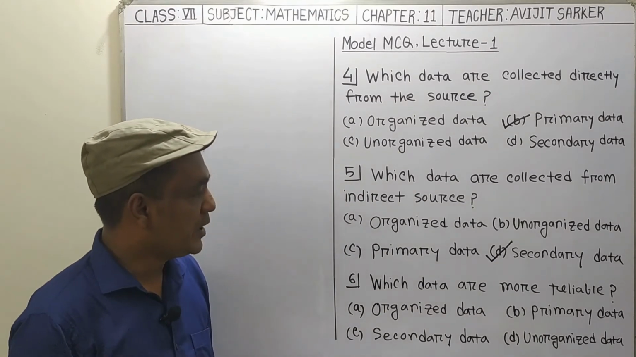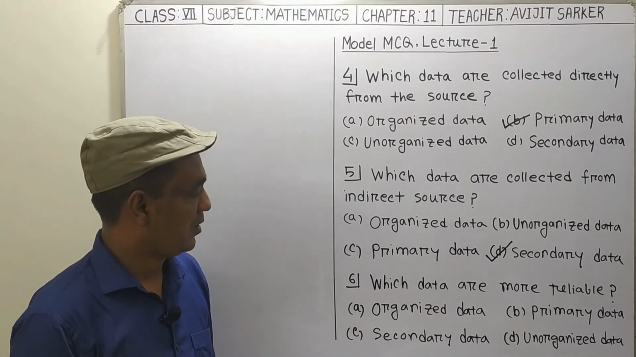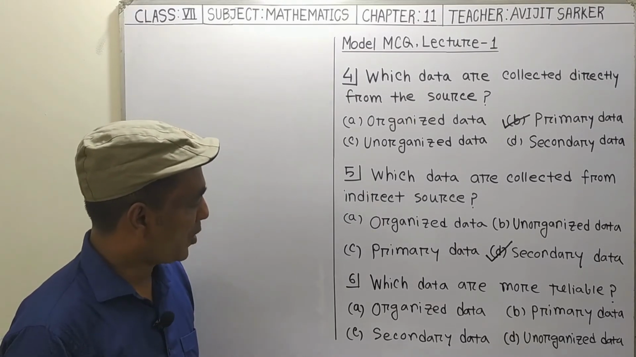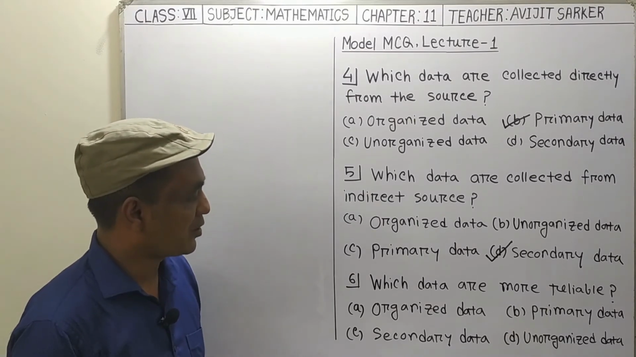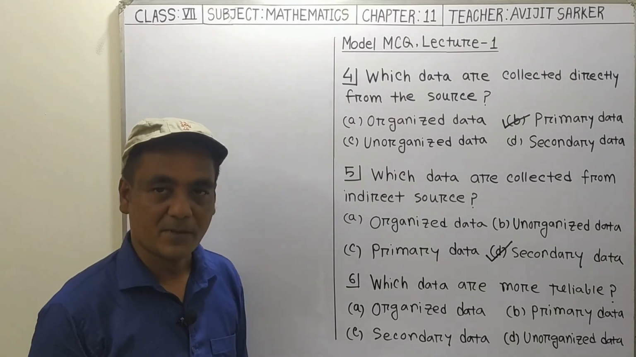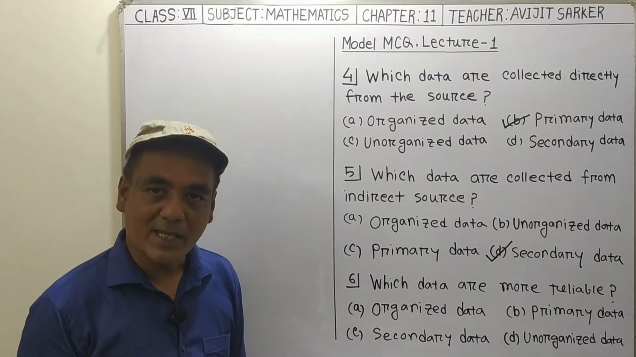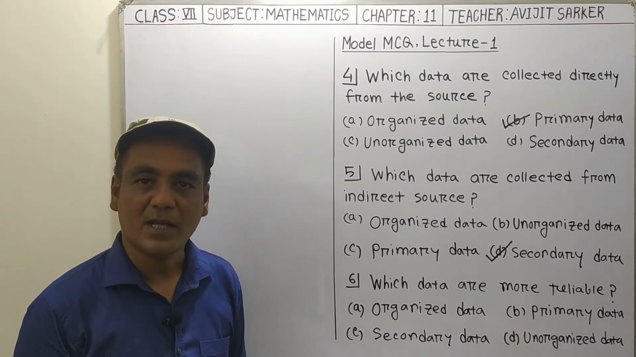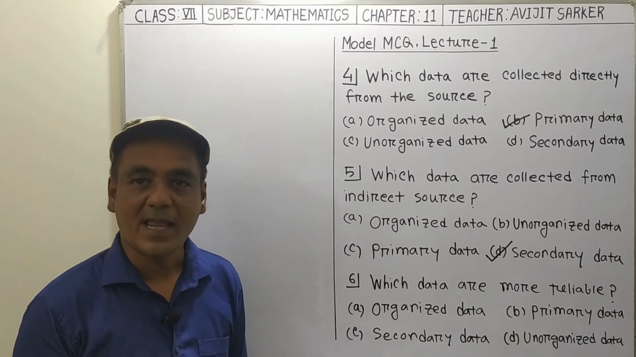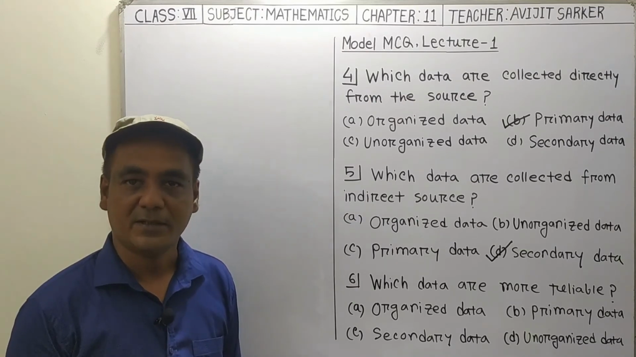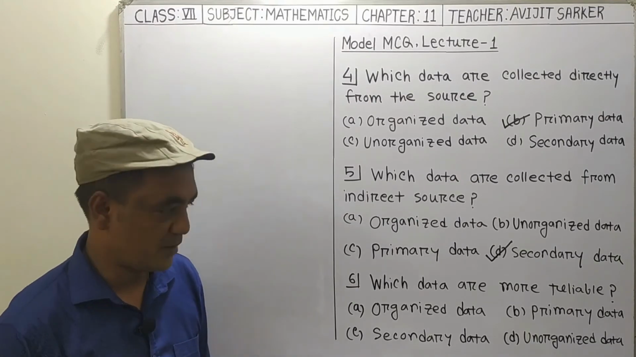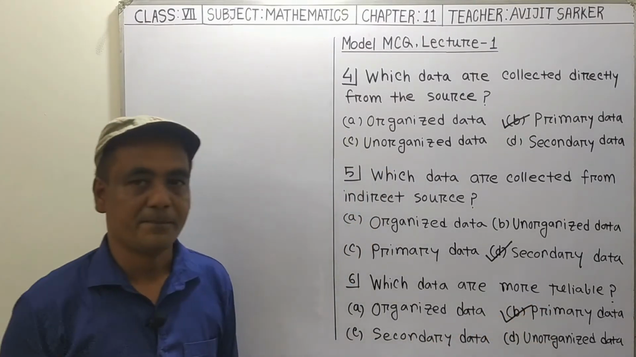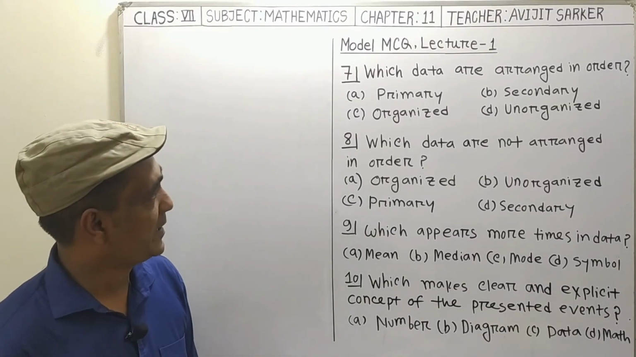Question 6. Which data are more reliable? Option A, organized data. Option B, primary data. Option C, secondary data. Option D, unorganized data. We collect primary data from the source, so we can collect this data according to our necessity. So it is more reliable. Correct option is B.